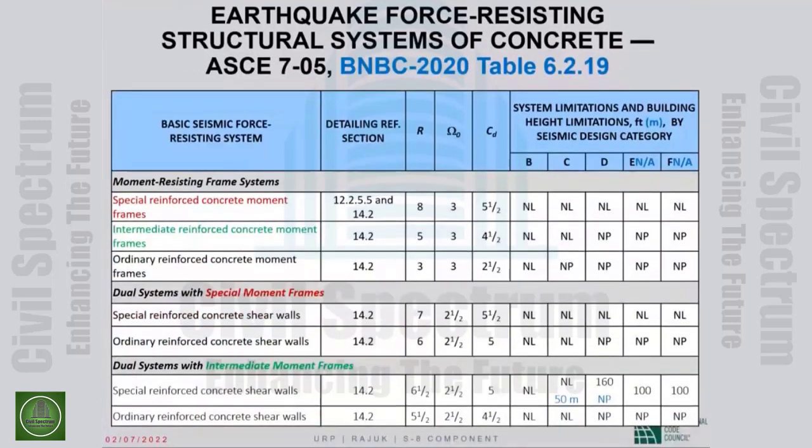Okay. Now, this is a portion of the R values table 12.2-1 of ASCE 7, which is BNBC table 6.2.19.